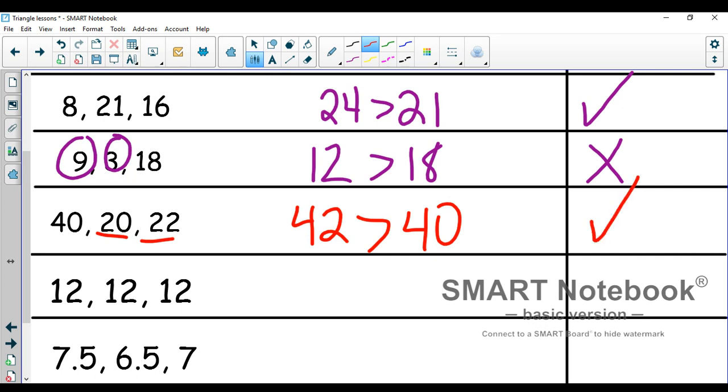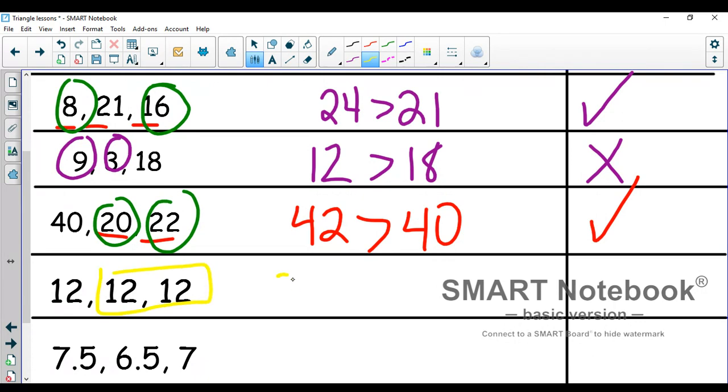Again, we're not talking about the order of the numbers. We're talking about finding the 2 smallest sides and adding them together. In this one, sometimes people get confused with this. Well, this is an equilateral triangle. You can use any of the 2 sides. If I use these two, 12 plus 12 is 24. 24 is greater than 12. That forms a triangle. And the last one, when you add up the 2 small sides, you get 13 and a half, which is greater than 7 and a half.